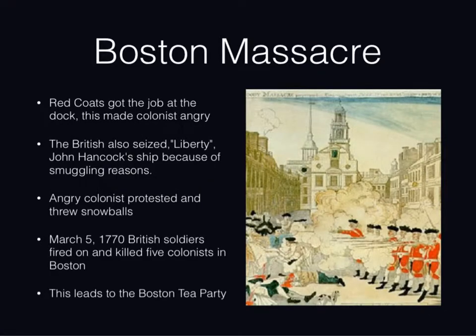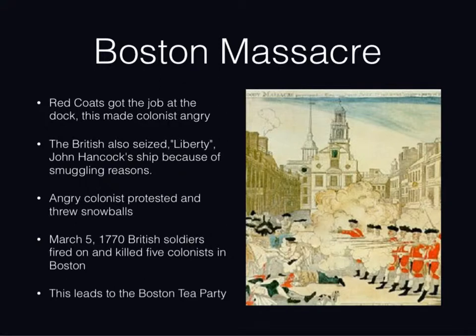Taking jobs would eventually lead to the Boston Massacre. Just as the Redcoats are not paid very well, they went to the dock and competed against colonists for jobs. Business owners gave the jobs to the British to avoid conflict. The British also seized the Liberty because of John Hancock's smuggling.